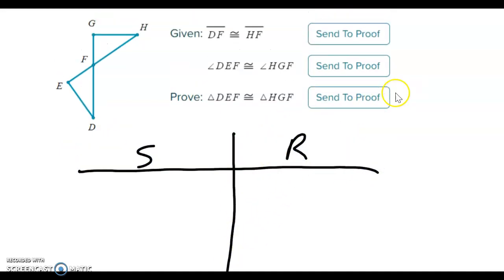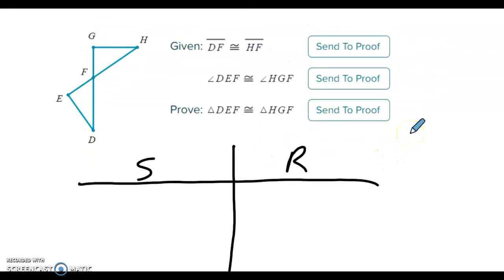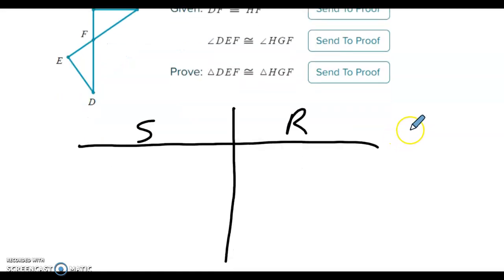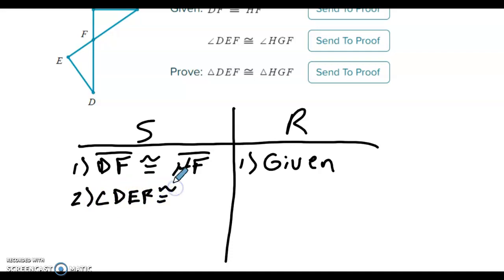So as we start to fill this out, and again on Alex, you've got the send to proof, and you click on the reason. So first thing we always want to do, list your givens. So DF congruent to HF. And that is that first statement. So that first reason is given. And then you have two pieces of given information. Next one being that angle DEF is congruent to angle HGF.